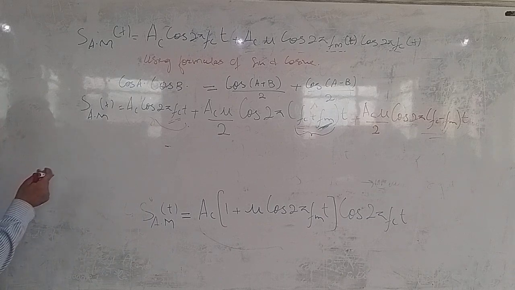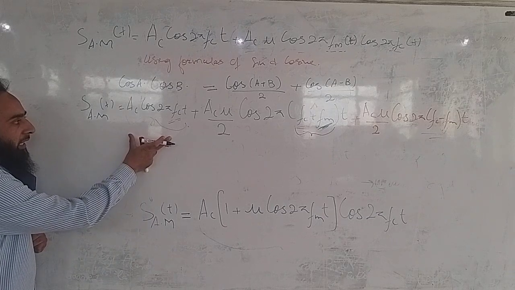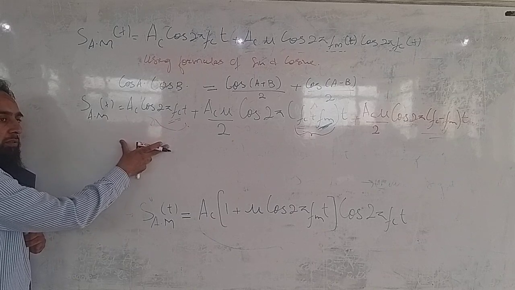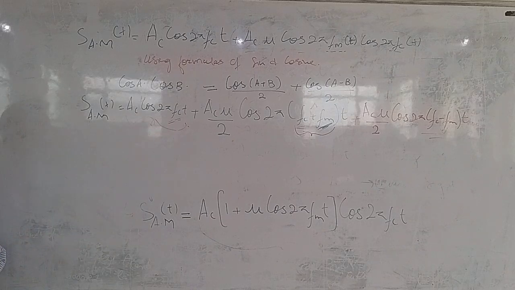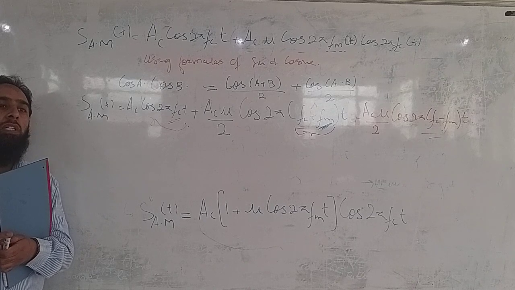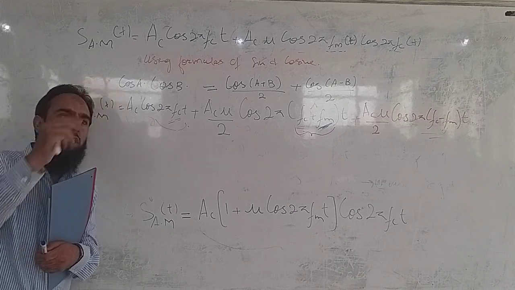So doesn't this show me clearly that I am unnecessarily transmitting a part, the carrier directly, which carries no information at all? I'll repeat. The information is carried in those components which have the frequency component of the message signal. Which is that frequency component?